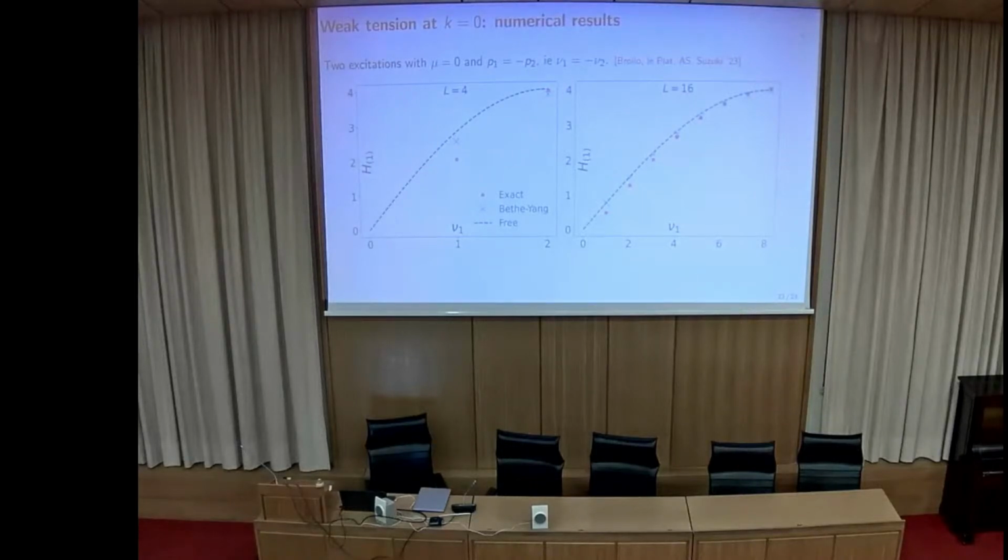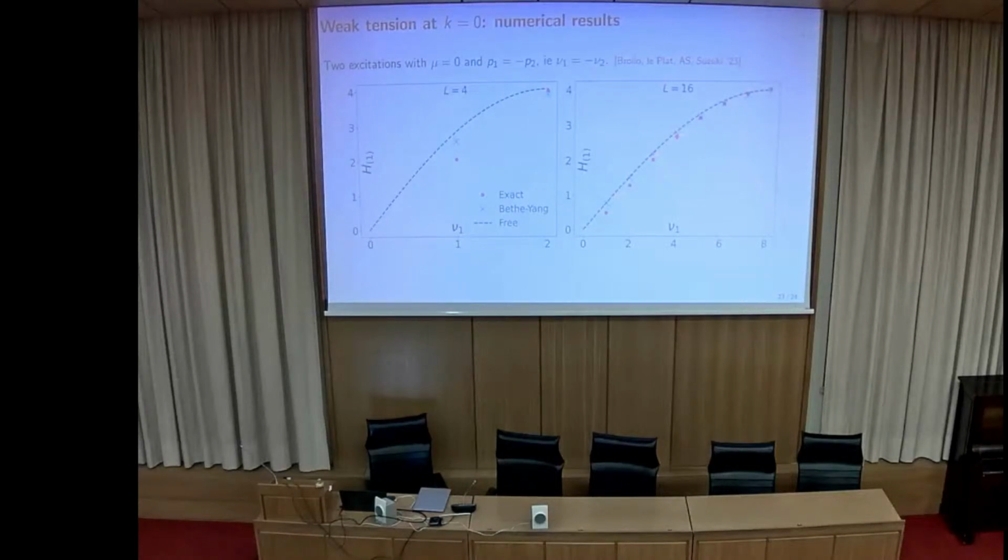Here are plots for some simple states. Here is the length for this state, so this is the total charge of the state. Here is 4 and 16. In the paper there are many other examples. And what you see is that with respect to the dashed line, which would be a free theory with this sine dispersion, something is different because there are interactions. So this dot is shifted with respect to the dashed line, but close enough to the dashed line. In particular, as L becomes larger, these wrapping corrections are small.